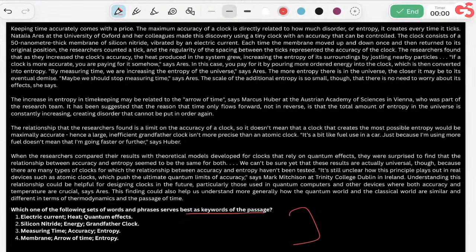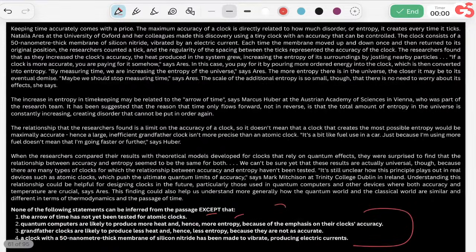Next बोल रहा है कि which of the following sets of words and phrases serve best as keywords of the passage. ये flow of passage वाला क्वेश्चन है. देखते हैं. Electric current, heat, quantum effects, silicon nitride, energy, grandfather clock, measuring time, accuracy, entropy, membrane, arrow of time, entropy. Obviously C है. मेन तो यहाँ measuring time ही है. फिर accuracy के ऊपर entropy बात होगी. These are the keywords. Exact. It's not a flow. It's not even the flow. The keywords, main idea. It's time, accuracy, entropy. I don't think anything is needed for this. Next.